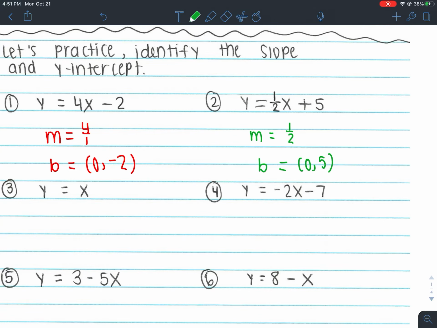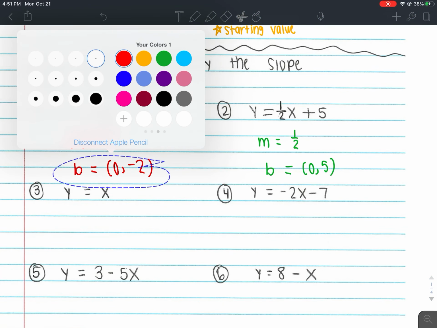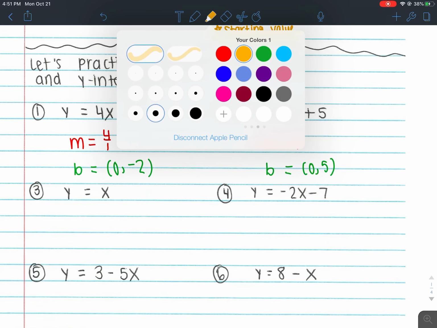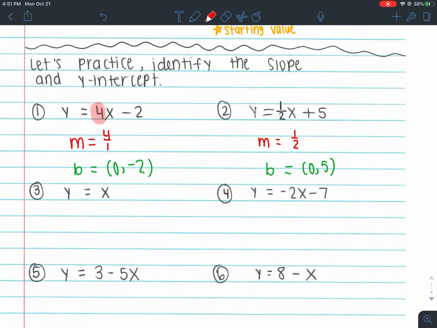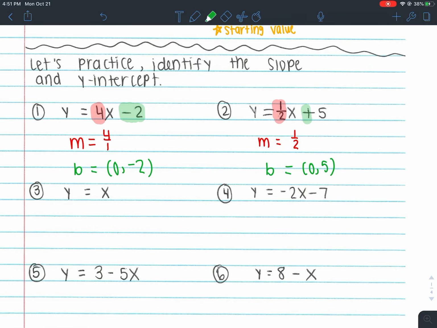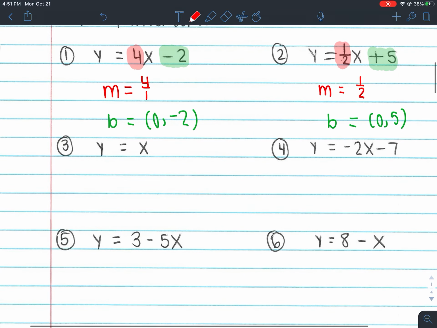Now we want our y-intercept, and it's going to be (0, 5). So hopefully we see where our numbers are coming from. Remember, it's mx plus b, so you want to make sure that you see that. I'm going to go back and color code so that we can identify it later. There we go.